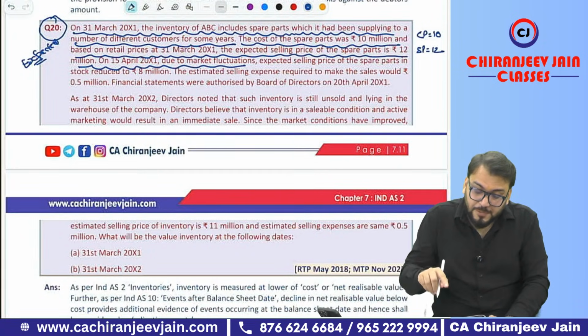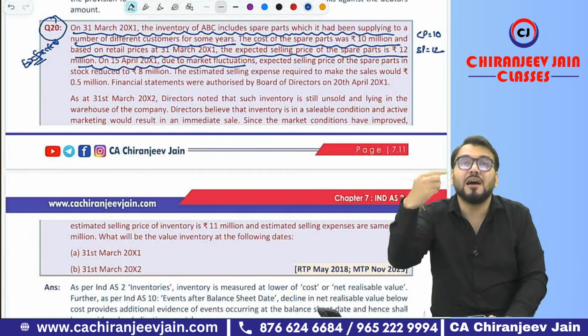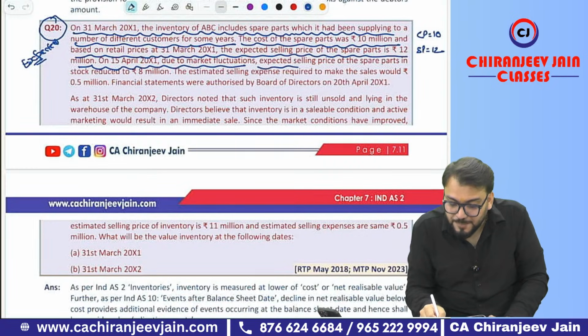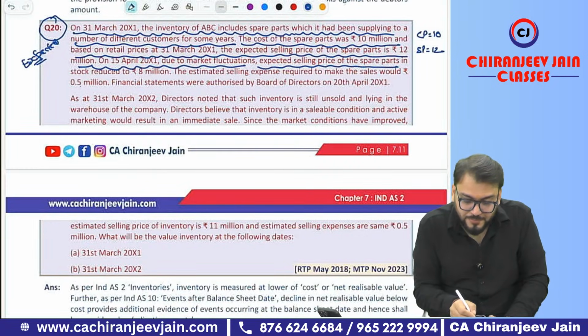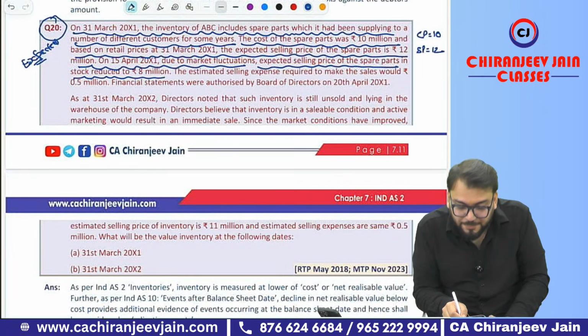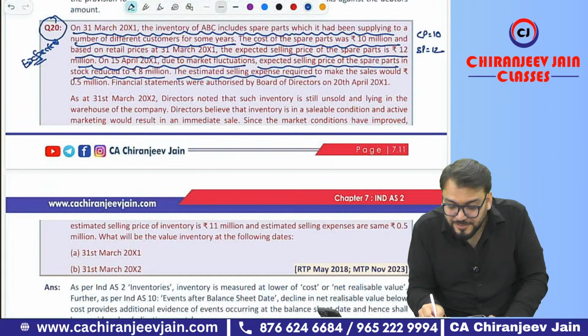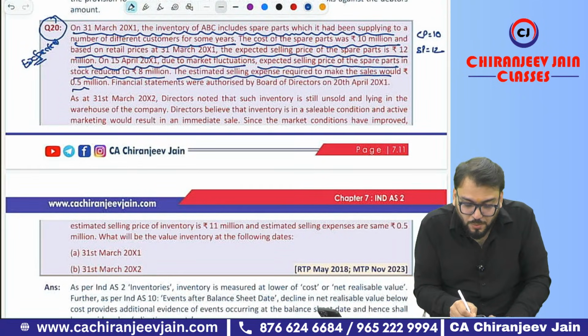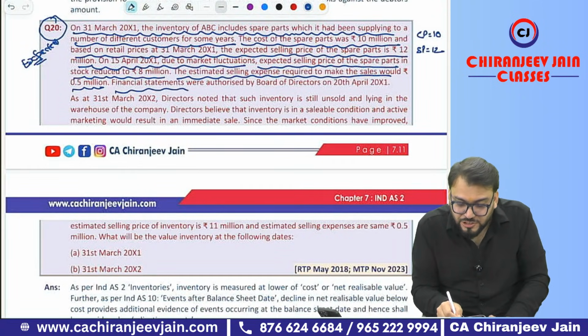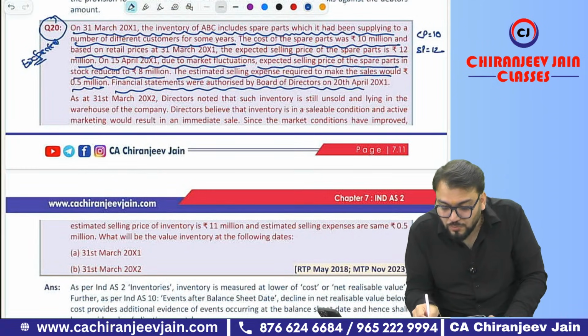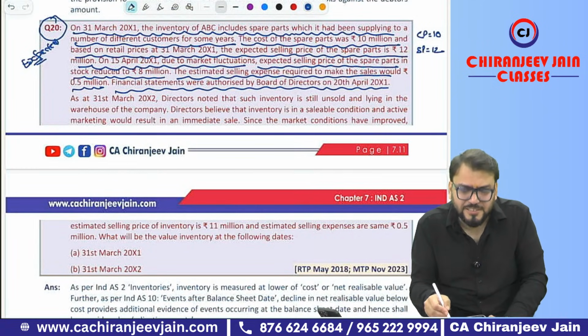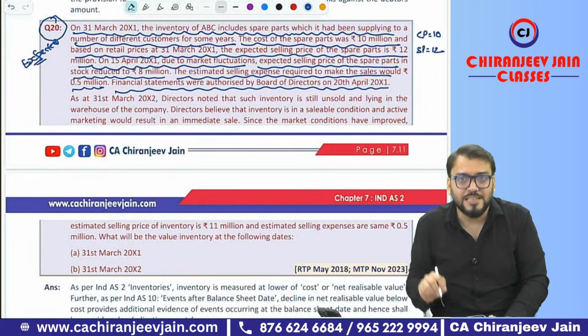Then on 15 April, due to market fluctuation, the expected selling price of the spare part in the stock reduced to 8 million. The estimated selling expense required to make the sale would be 0.5 million. Financial statements were authorized by the Board of Directors on 28 April 2000. Can I say it is a question of Ind AS 2 read with Ind AS 10?